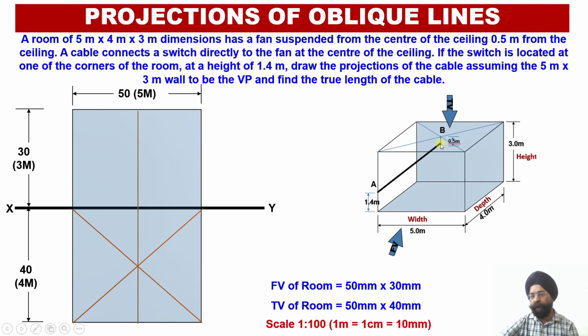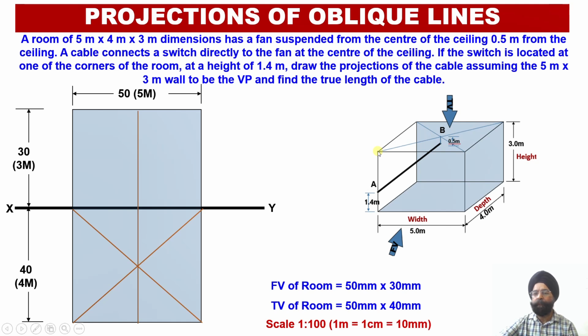Now, when we look at this point B from the top, it will be projected at the center of the ceiling. Similarly, this point A lies in the leftmost bottom corner. So when we look at this point A, irrespective of its height, point A will be projected into this corner.